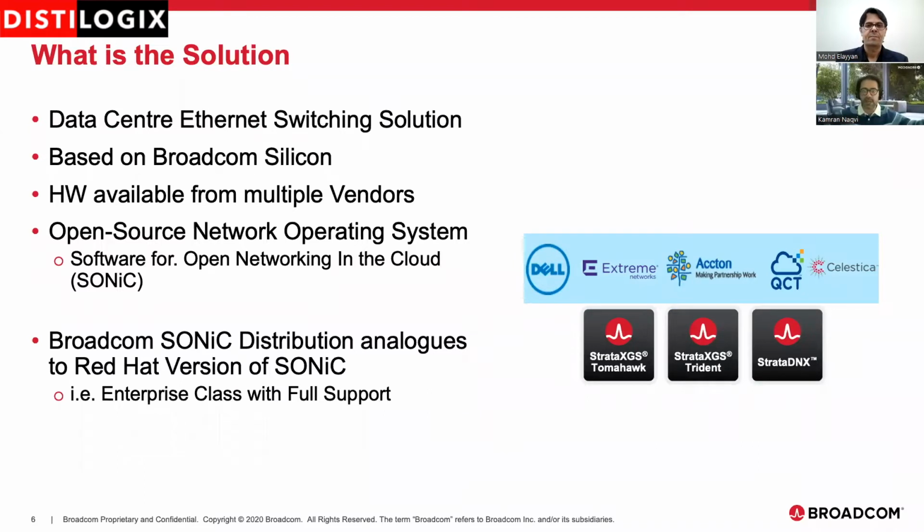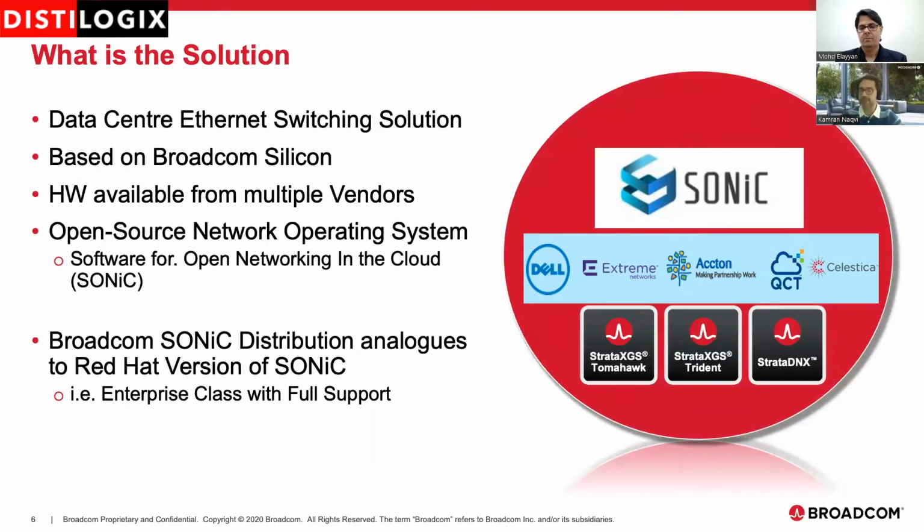So the hardware is available. You can see there are multiple vendors, so people have a choice. Accton is probably the most popular one, but Dell is there, Extreme is there, Quanta, Celestica, and the list is increasing. All of these can run this operating system called SONiC. It's an open source operating system, and we at Broadcom have our own distribution of SONiC. Like Linux has many distributions, SONiC has multiple distributions. We are today talking about the Broadcom distribution of SONiC, which has enterprise class features and comes with full support.